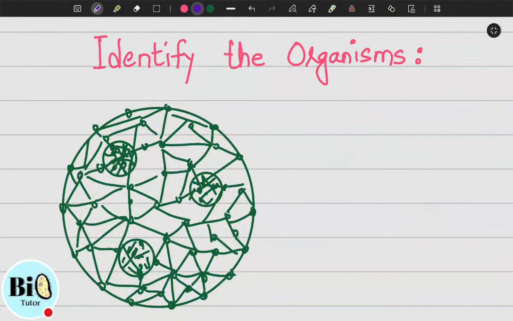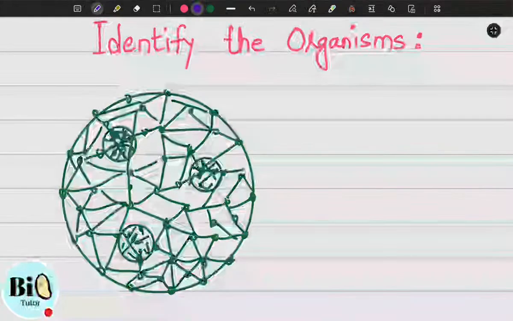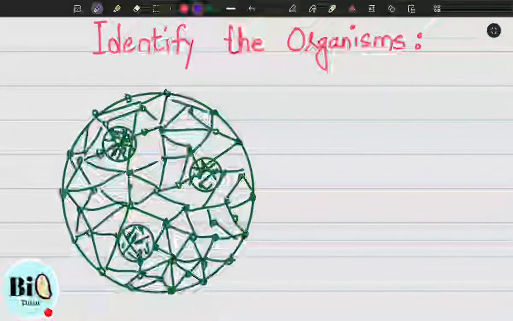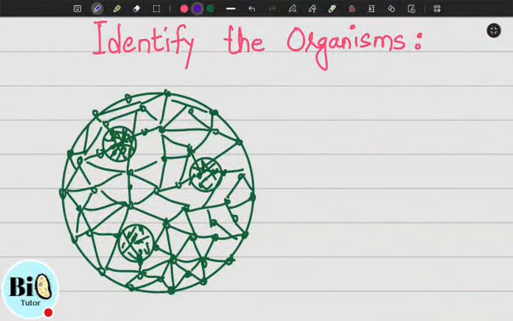So this is the first organism which you have to identify. I will give you a few seconds to recognize the organism, and if you know the organism, then write down the correct answer in the comment section as you keep on seeing the organism on screen. Alright, so this is the first organism. So try to guess it or identify it, and I will reveal the answer in a few seconds.